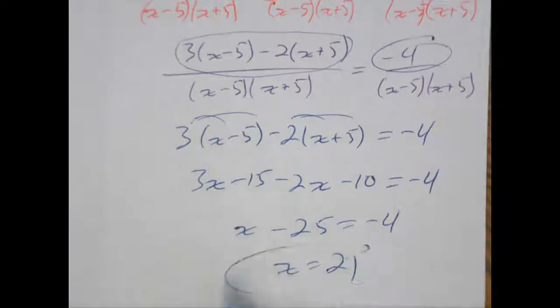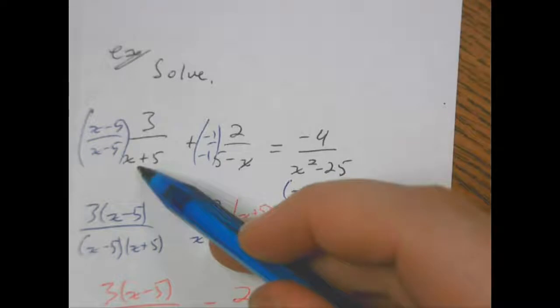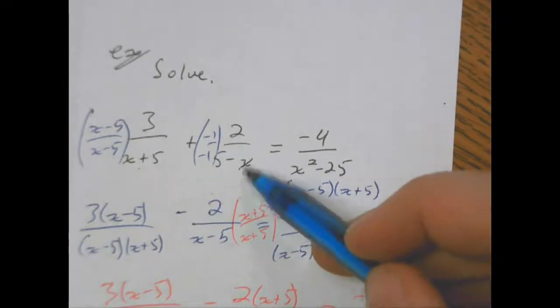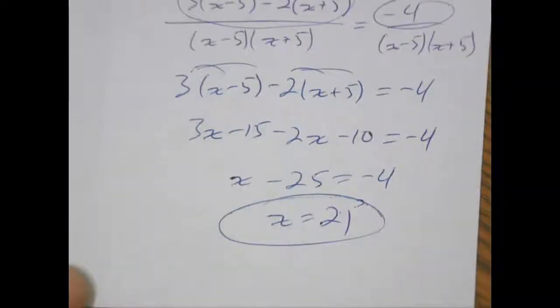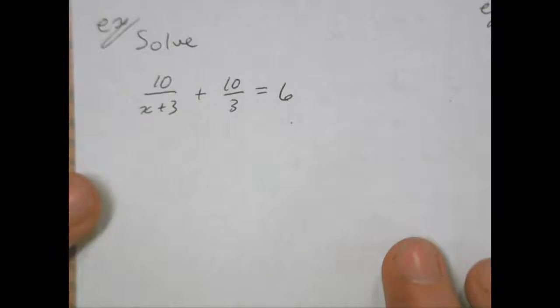All right, so checking it, 21, going back to our original equation, 21 plus 5 is 26, that is not 0. 5 minus 21 is not 0. 21 squared minus 25 is also not 0, so that is my solution. That is probably one of the hardest ones you will see, so don't freak out. It's okay, they're not going to be all that bad.